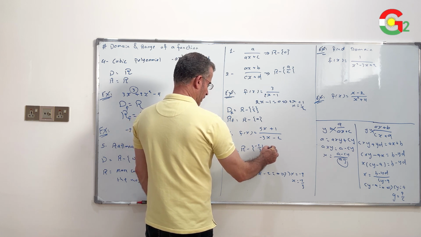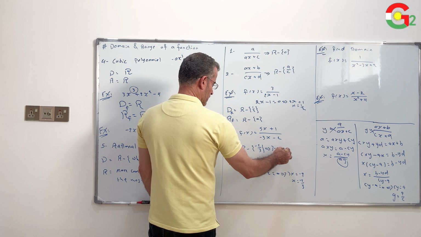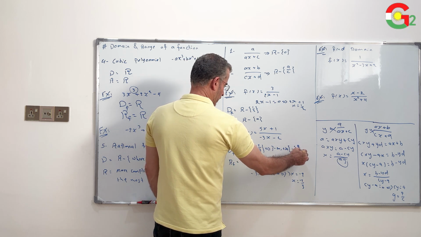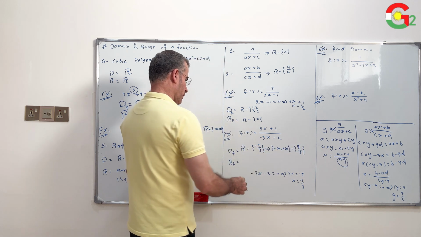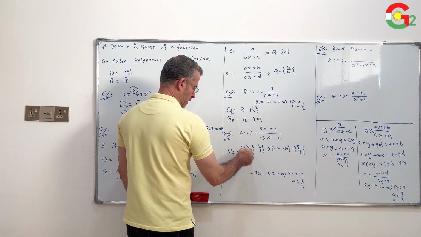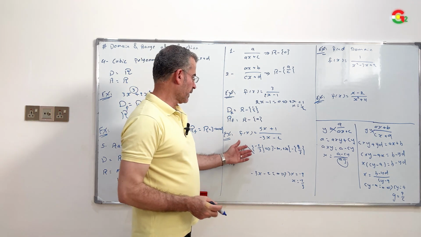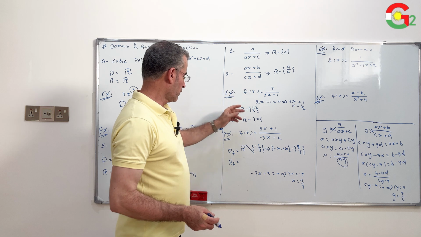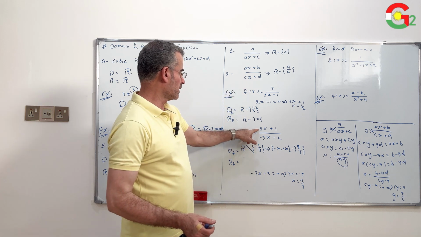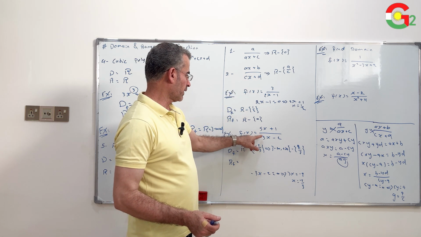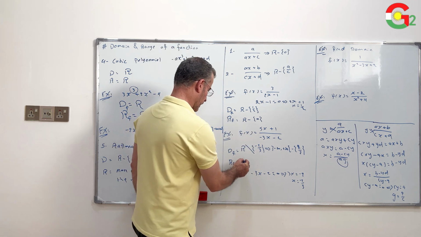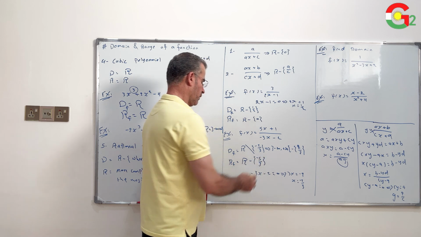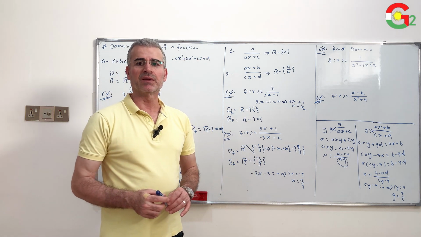Or I can write it as negative infinity to positive infinity except negative 2 over 3. Or sometimes we write it like this. For the range of this function, I'll apply this rule, number 2, then it is R except negative 5 over 3, or 5 over negative 3.